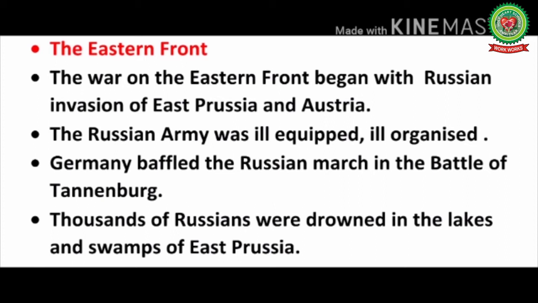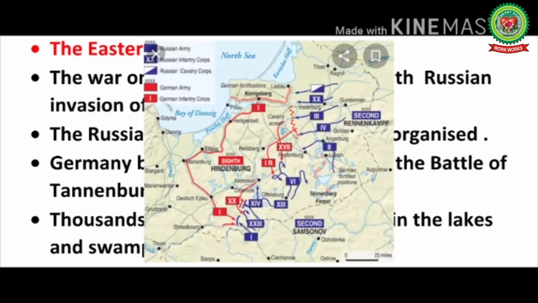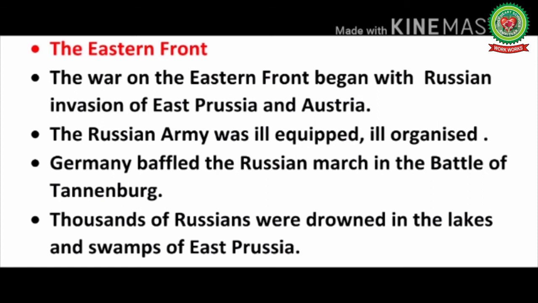The Germans baffled the Russian march in the Battle of Tannenberg. In Tannenberg, Germany and Russia faced each other, and Germany was very strong and confused the Russian army. Thousands of Russians did not know how to survive and drowned in the lakes and swamps of East Prussia.